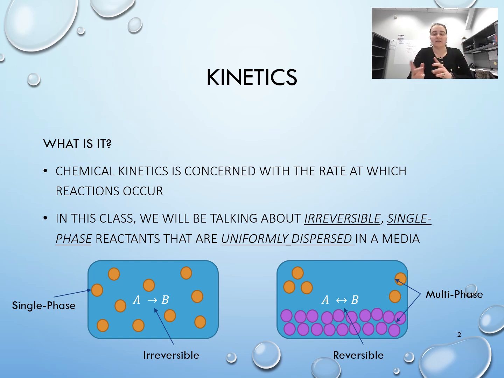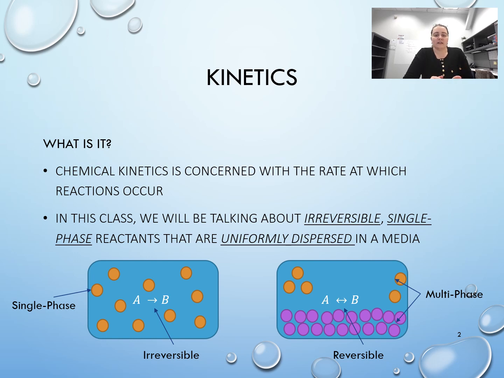In contrast, to give you a visualization, on the right side of the screen, you're going to see a reversible multi-phase reaction that is not uniformly dispersed. You see that there are orange dots now and there are purple dots. Let's say the orange is a gas and the purple is a liquid. So now it's multi-phase, there's two things going on. The reaction A to B is also proceeding both forward and backwards, so it's an equilibrium reaction and it can go back and forth.